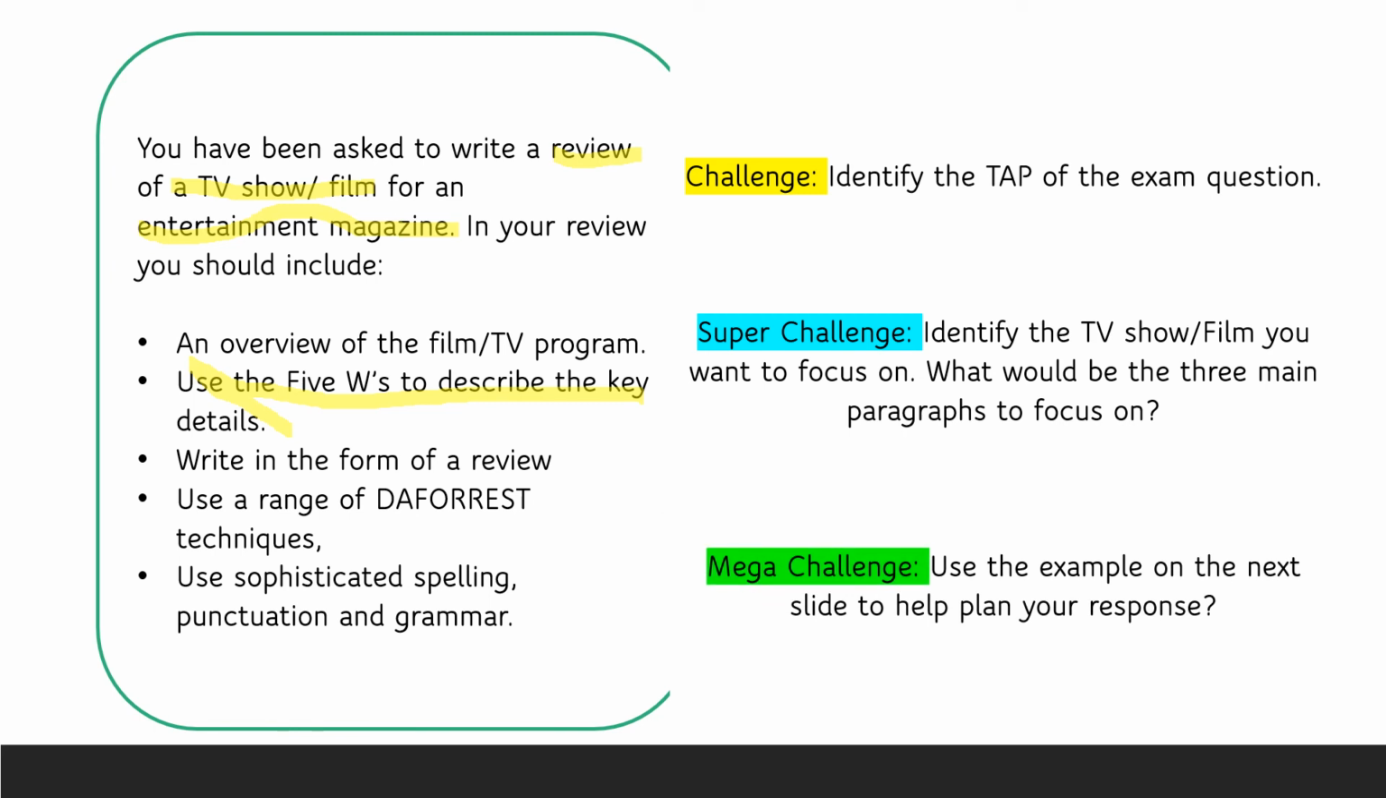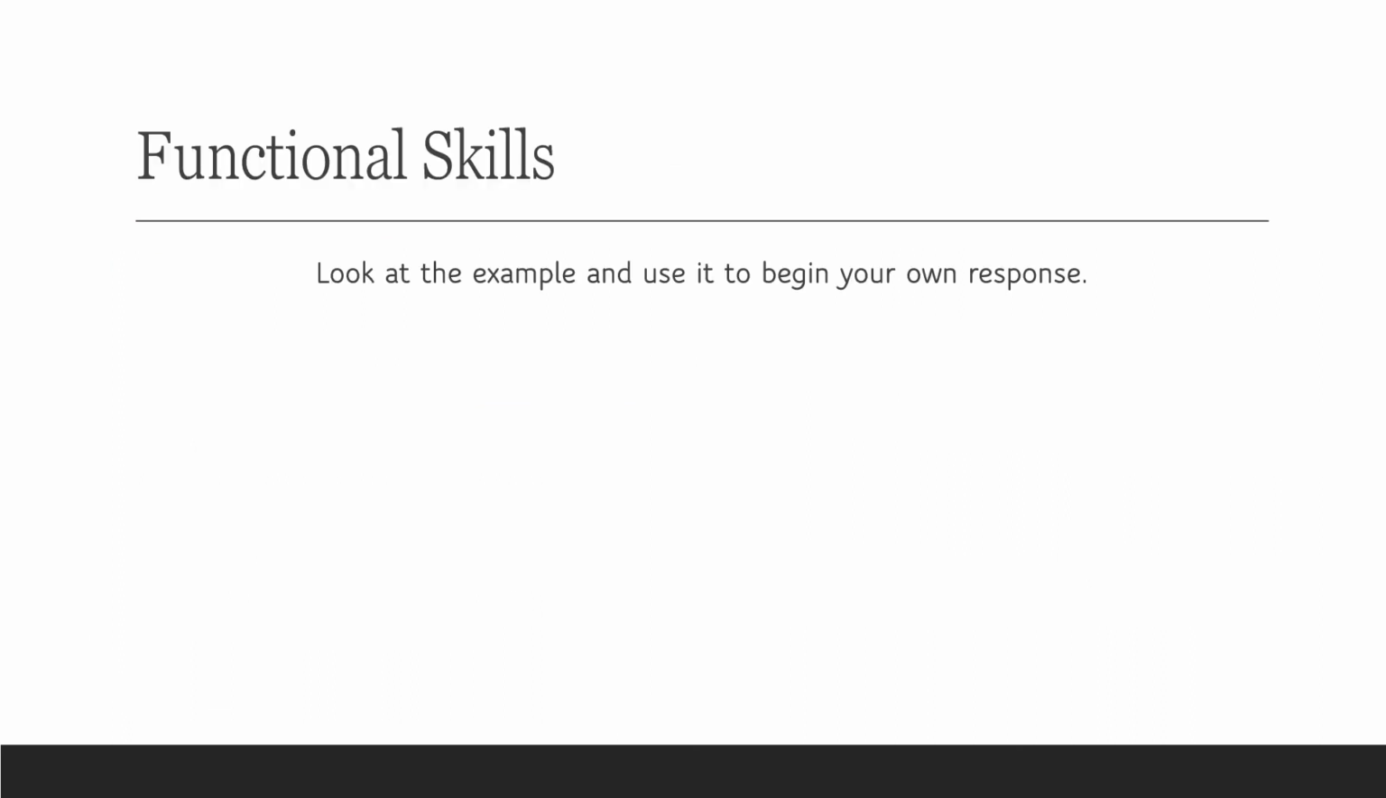And then the mega challenge. Use the example on the next slide to help plan your response. So if you do want to actually have a go at practicing this one, you can have a look at the example that we're going to include. Obviously this was one that was written for an actual review as well. So it's not necessarily going to be the one that you're going to produce straight away. So if you think that, I can't produce anything like that, then don't worry about it too much. It's about taking those steps so that we can get comfortable and confident and eventually get to that point. Look at the example and use it to begin your own response.